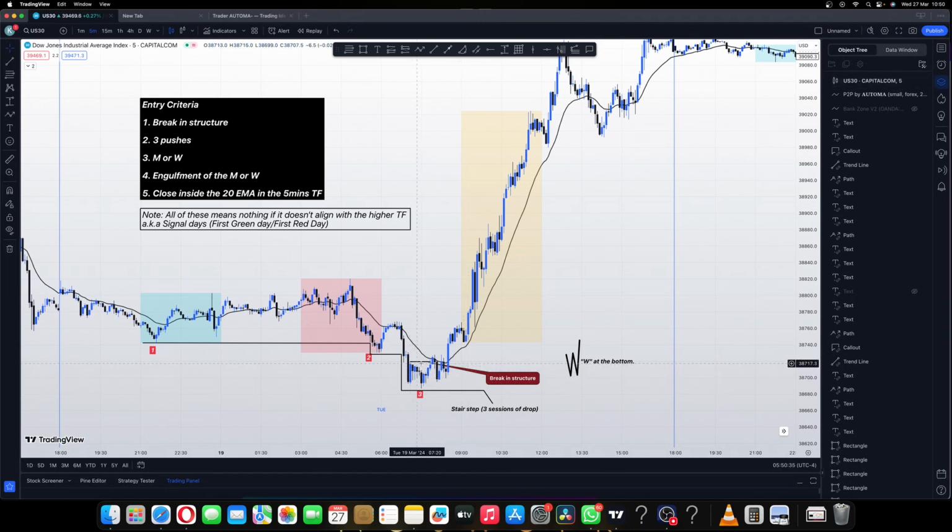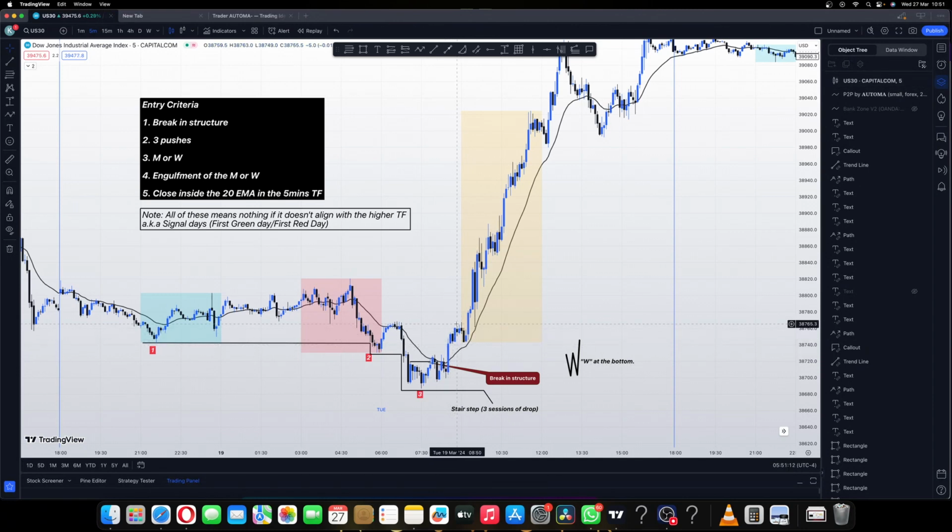But we're only going to be looking at those 3 pushes after the break in structure. So 1, 2, push up, 3. And there are different variations of the 3 pushes. We'll get to that in a later class. But just look for 3 pushes to the downside. And the most important thing is an engulfment of that W, which is what happens here. It could be shorter. I prefer it when it's shorter, not this long. But since this is already happening outside of the New York session, it really doesn't matter.